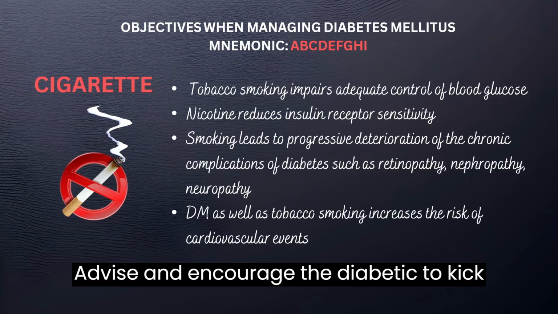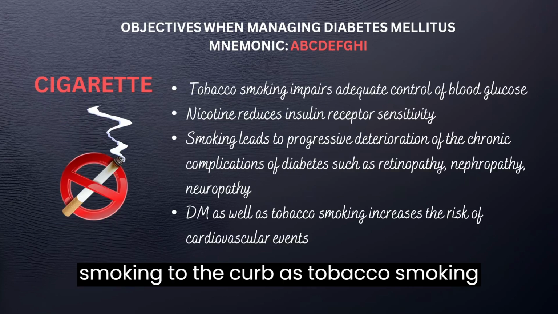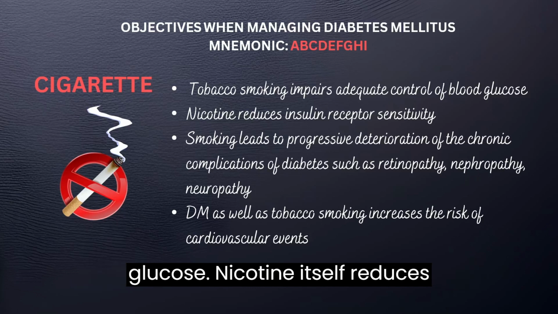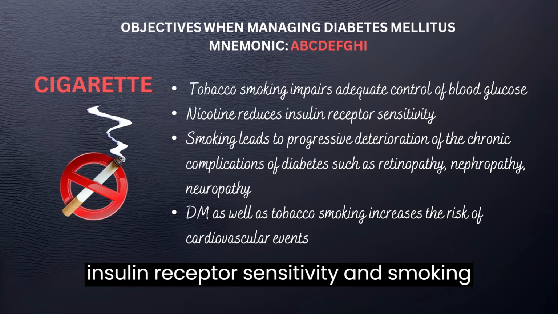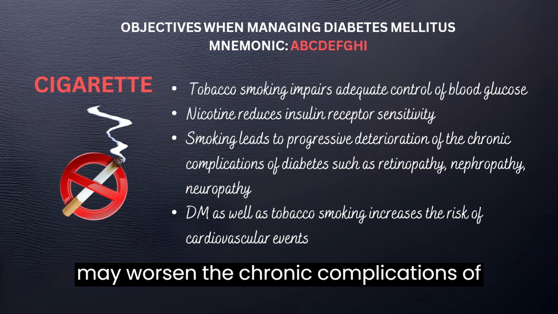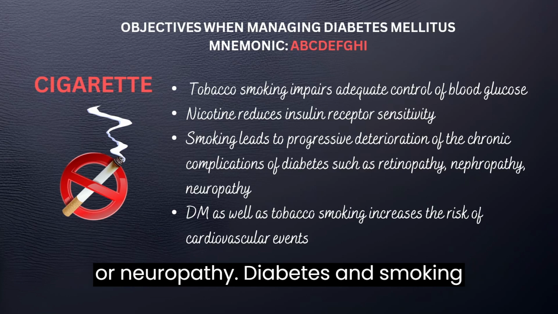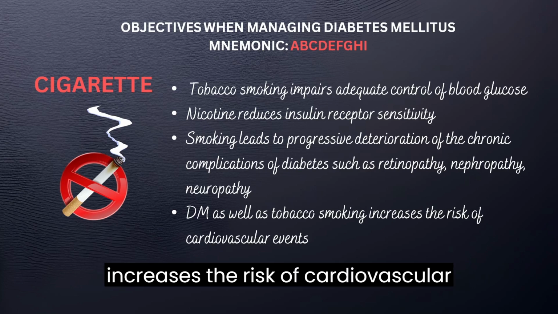Advise and encourage the diabetic to kick smoking to the curb, as tobacco smoking impairs adequate control of blood glucose. Nicotine itself reduces insulin receptor sensitivity, and smoking may worsen the chronic complications of diabetes such as retinopathy, nephropathy, or neuropathy. Diabetes and smoking increase the risk of cardiovascular events.